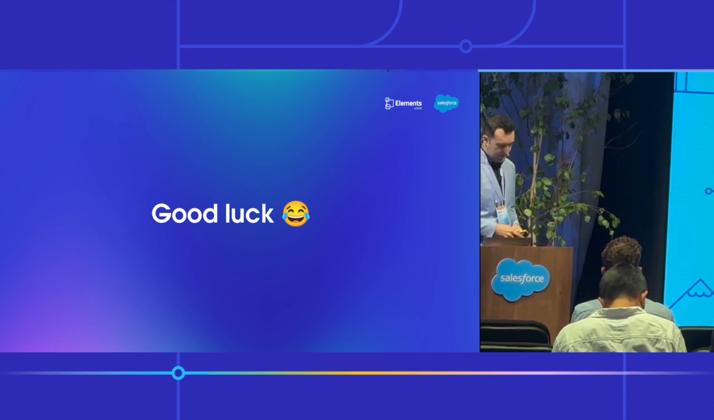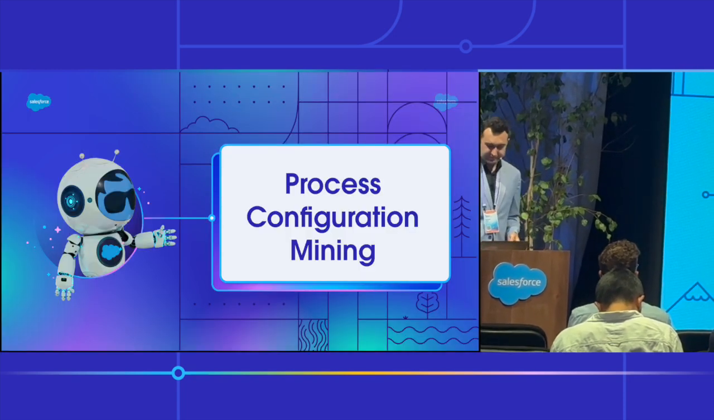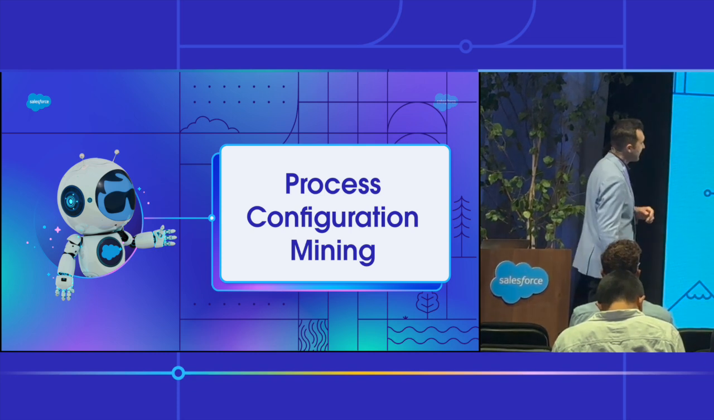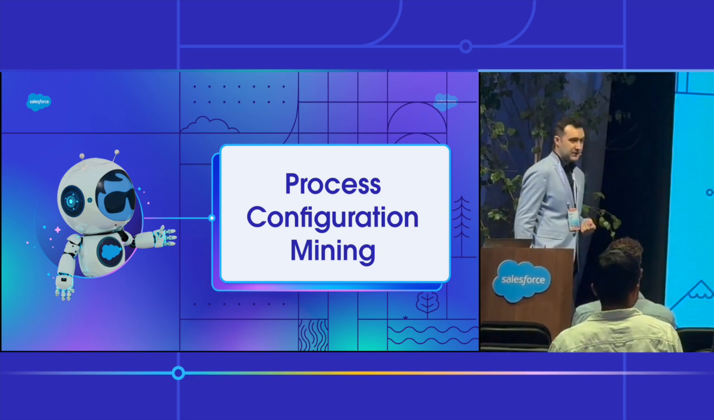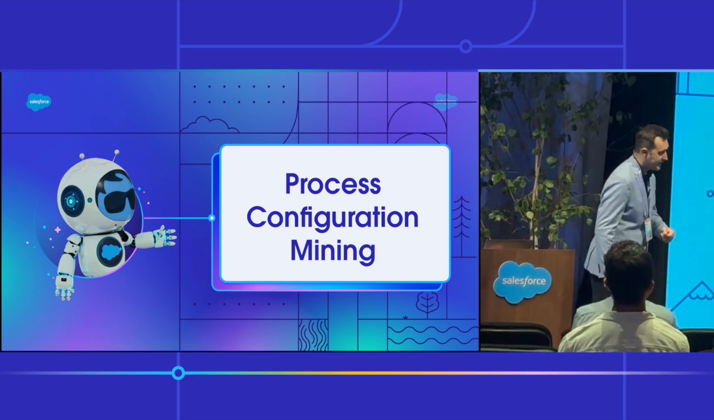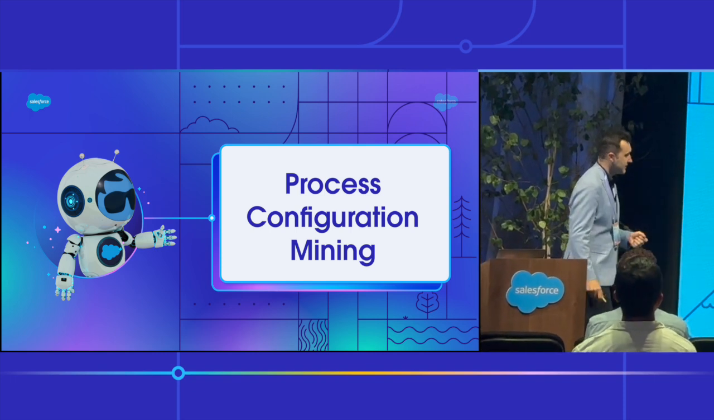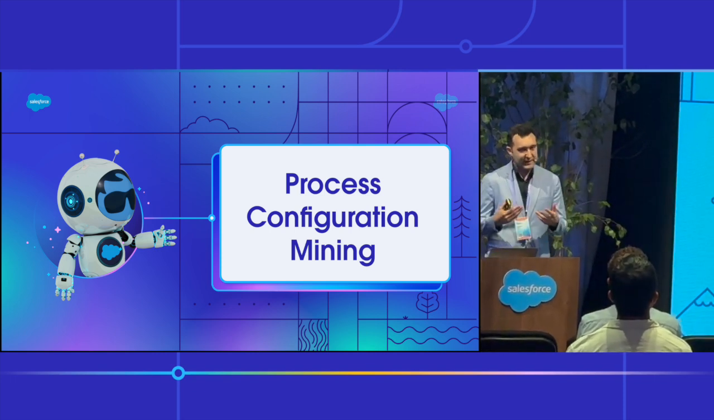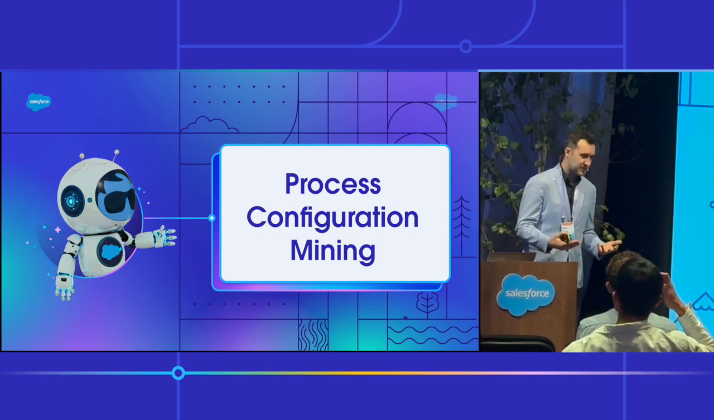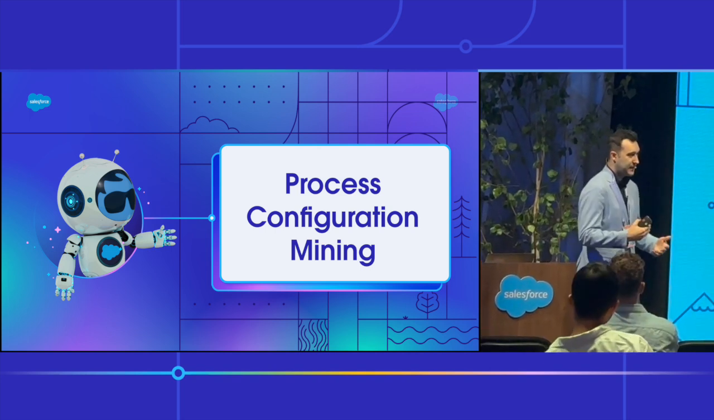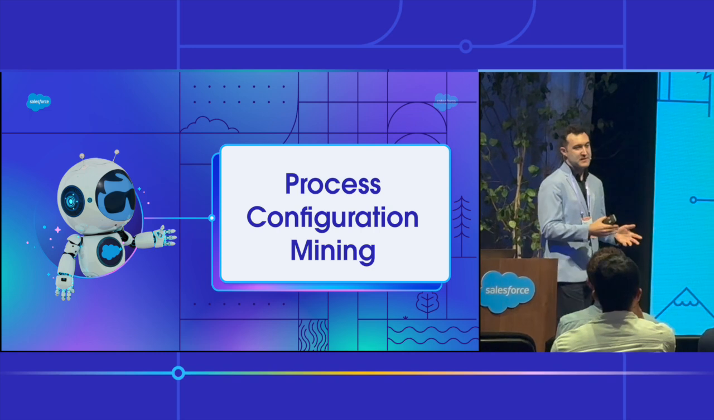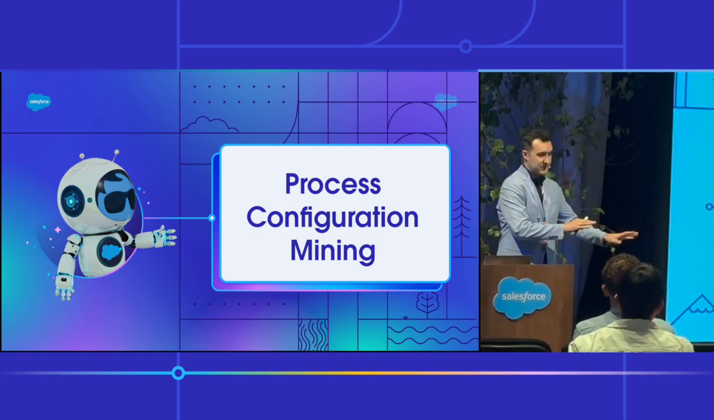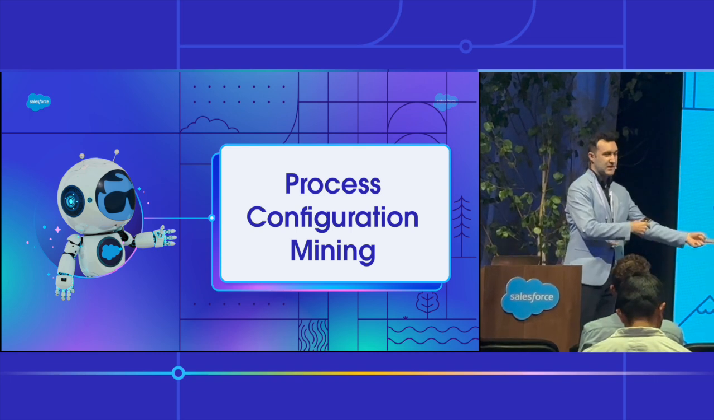So this is where process configuration mining comes in. So what is process configuration mining? Process configuration mining is a capability that technically is in beta now, but we're launching soon in Elements.cloud, which allows us to quickly understand, based on how the org is configured, what the existing business process is, how the org is designed to work.